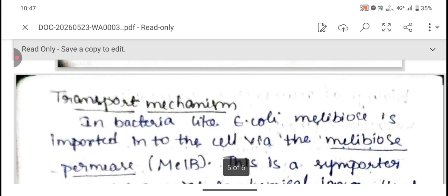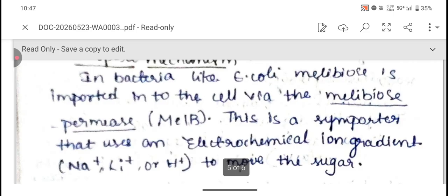And also in transport mechanisms, in bacteria like E. coli, Melibiose is imported into the cell via the Melibiose permease. This is a symporter that uses an electrochemical ion gradient to move the sugar. So this Melibiose permease allows the Melibiose disaccharide into the bacterial cell. Basically it is a symporter, which transports substances in the same direction by using an electrochemical ion gradient to move the sugar.